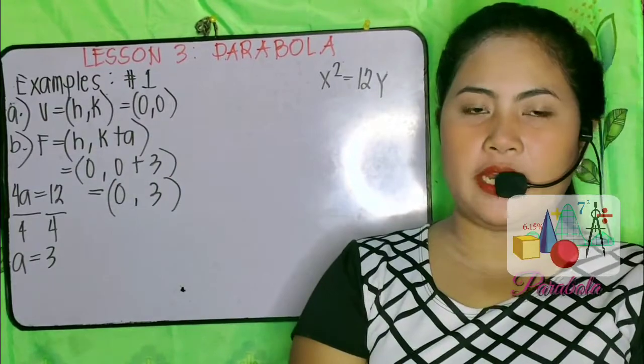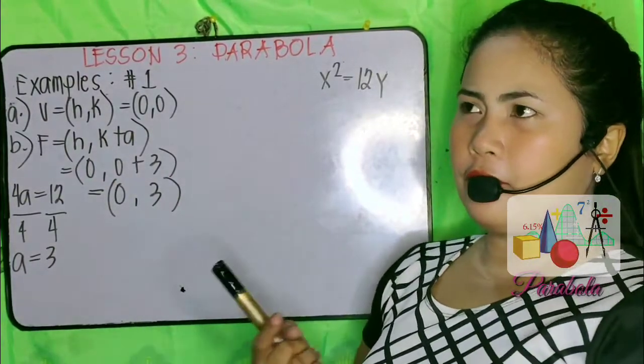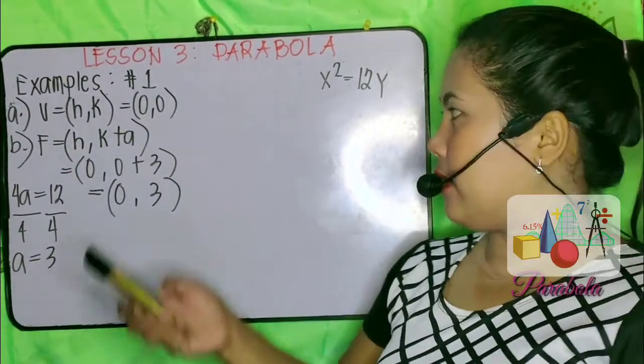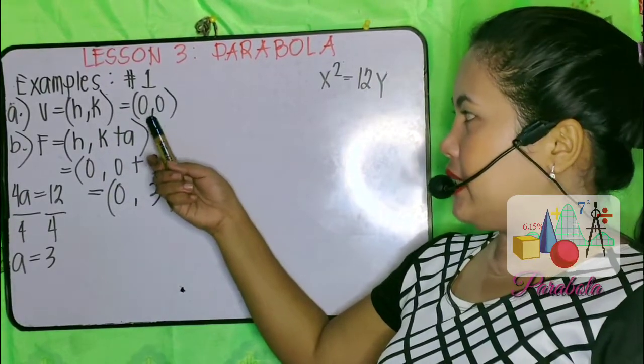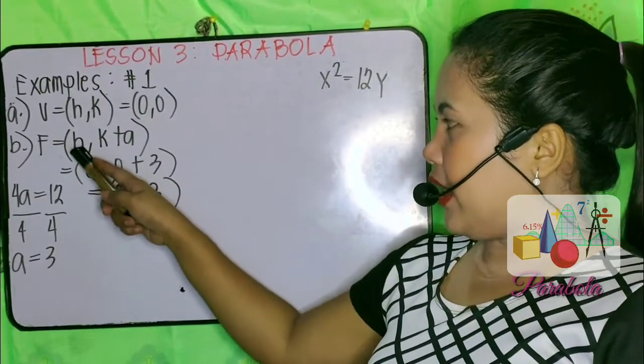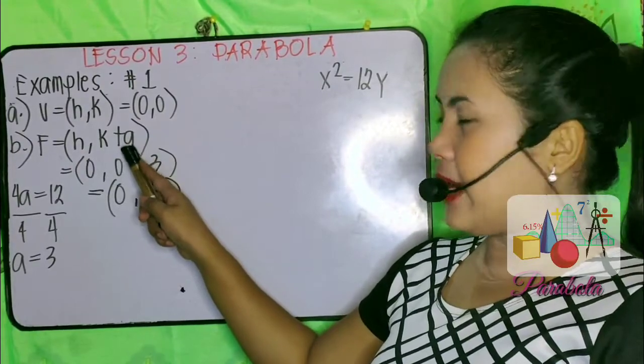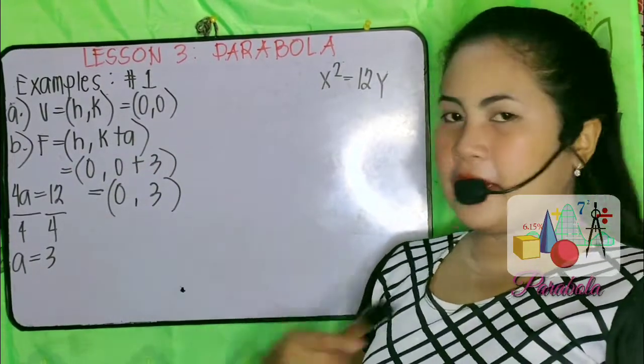So, since sabi ko kanina, wala naman na given for h and k or x, y. So, therefore, our h and k are 0, 0. Then, for focus, we have h, then k plus a. So, wala pa yung given value for a. So, paano ba natin kunin yung a?